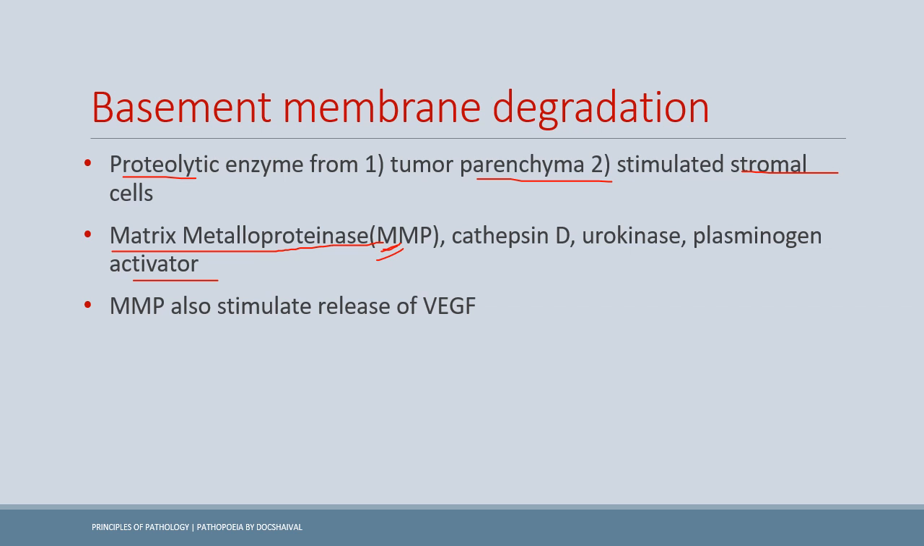So chronic inflammation may also be associated with tumor metastasis. Another one is cathepsin, urokinase, and plasminogen also. Now, just for the sake of completeness, you must know that MMP also stimulates the release of vascular endothelial growth factors. So once the basement membrane is broken, we can say angiogenesis may also be stimulated because of the increase in vascular endothelial growth factor.